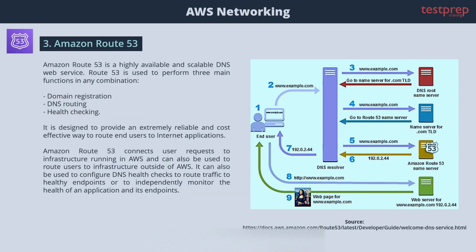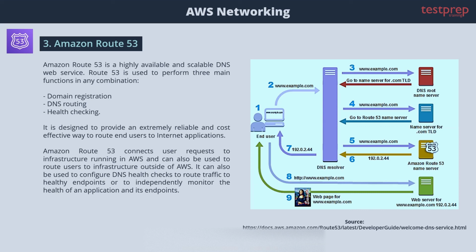Next, Amazon Route 53. Amazon Route 53 is a highly available and scalable DNS web service. Route 53 is used to perform three main functions in any combination: domain registration, DNS routing, and health checking. It is designed to provide an extremely reliable and cost-effective way to route end users to internet applications.